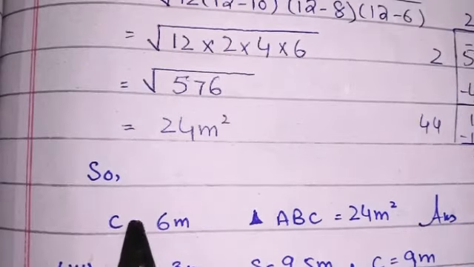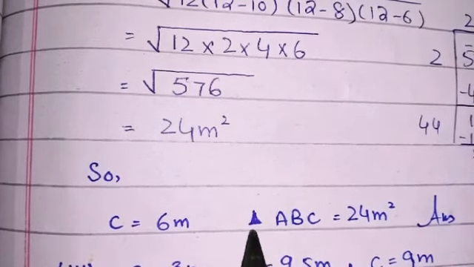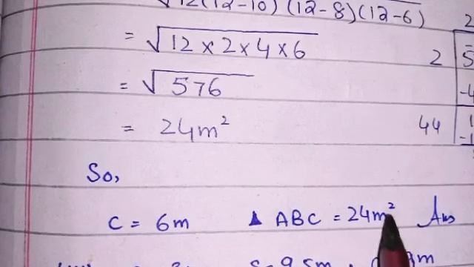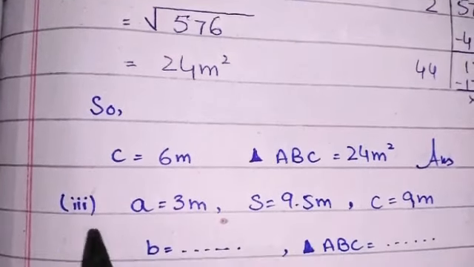Now students, we have fulfilled both our requirements. So C is equal to 6 meter and the area of triangle ABC is equal to 24 meter square, which is our answer. Now students, moving towards our part 3.